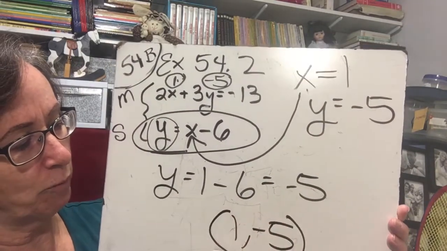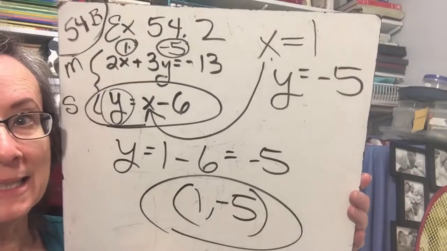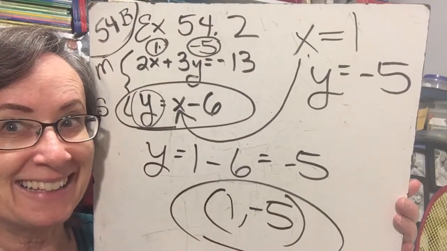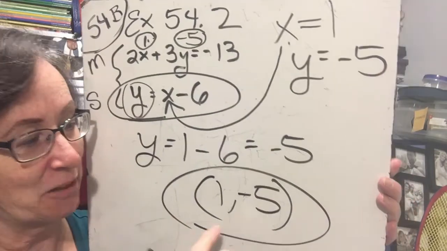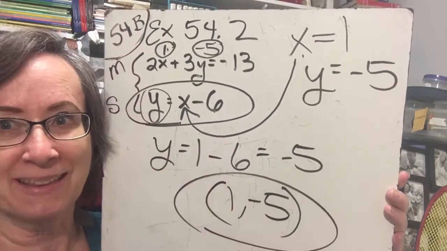And again, that would be the one place where the two lines cross each other. It's the one point that solves both lines.